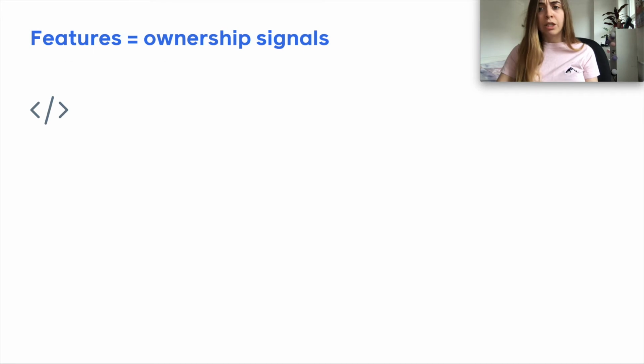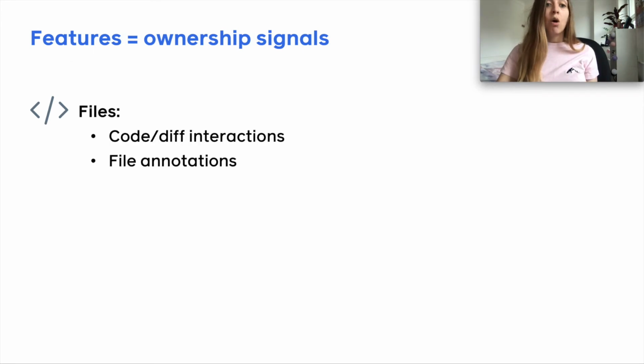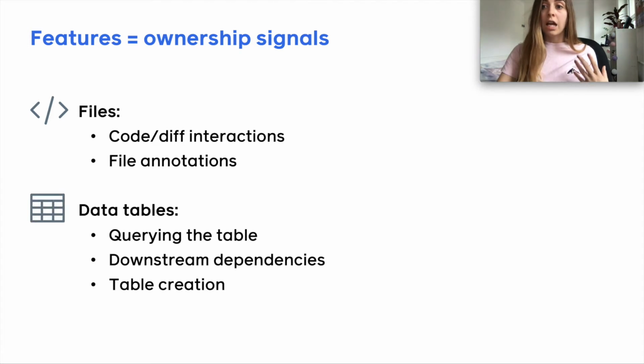I've been mentioning the word feature a lot. A feature can basically be seen as an ownership signal. So for example, for files, it could be code or diff interactions. Diff is basically a commit at Facebook. It could also be file annotations. For different asset classes, such as data tables, it could be querying the tables, downstream dependencies, or table creation signals. We gather all of those signals to then find the most suitable owner.